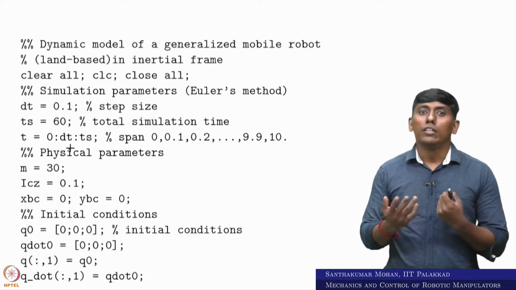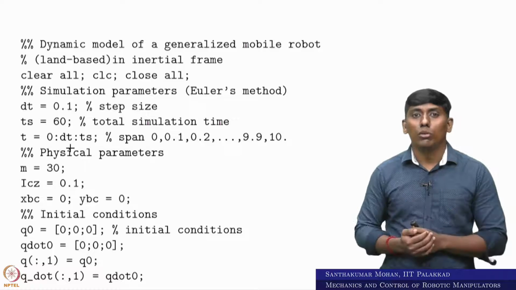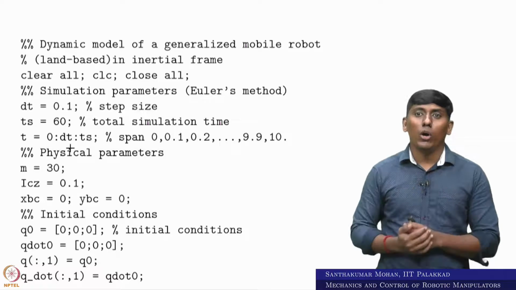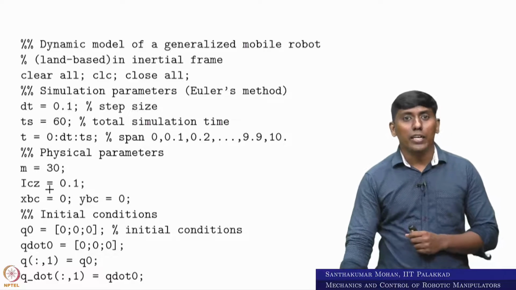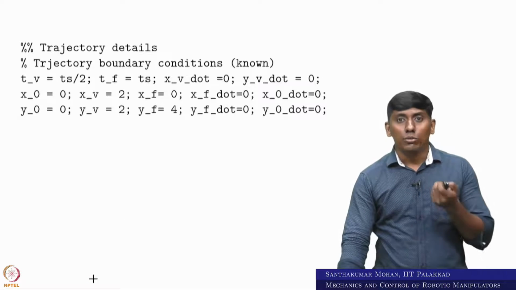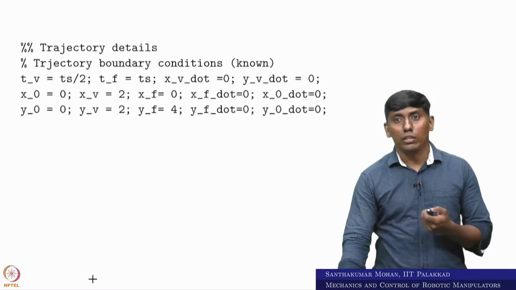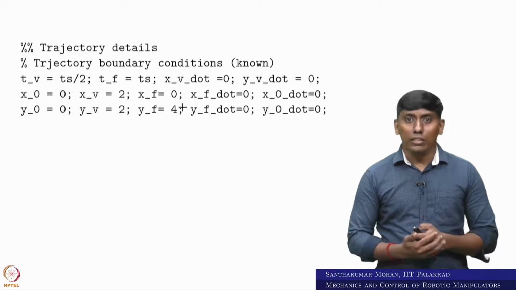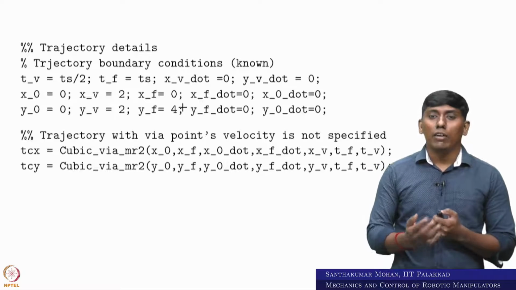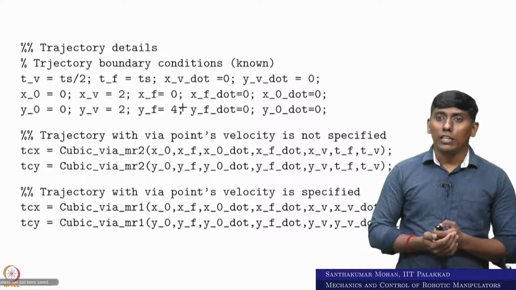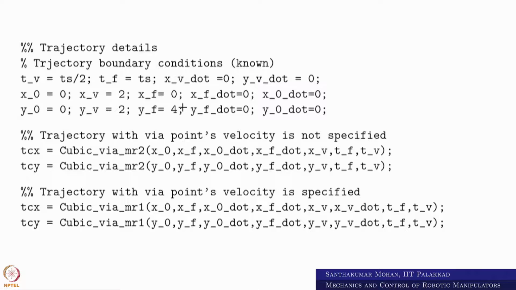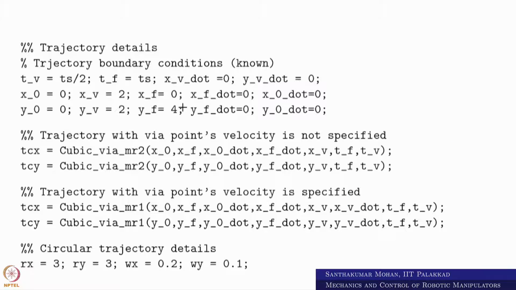Then, in some cases, if we want to do a simulation, we can make it like this. For that you can see we have used the same Euler method. The vehicle mass is 30 kilograms and all other values we have given. For the trajectory generation, we have considered the trajectory boundary conditions. This is the first via point case where no velocity is specified, then this is with velocity specified. If you want to go further with a circular profile, we can bring in the circular trajectory details.